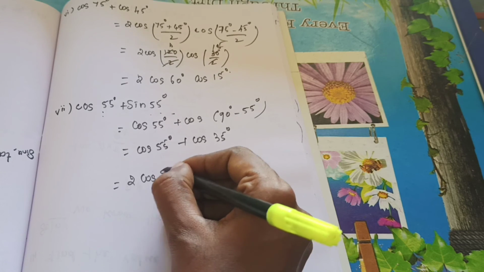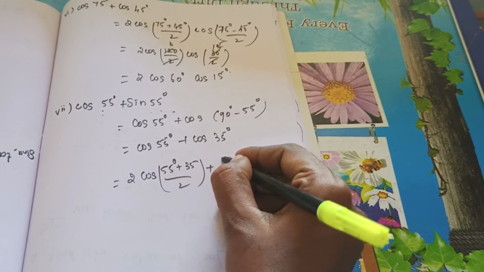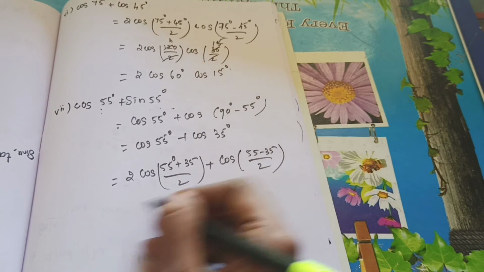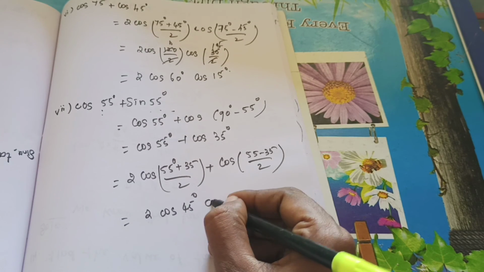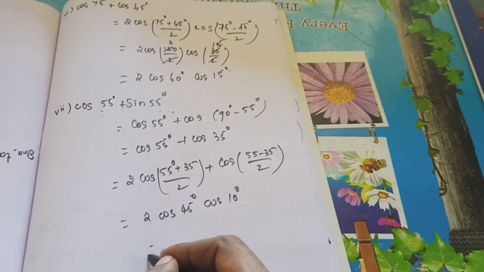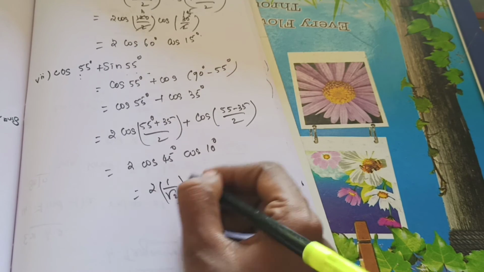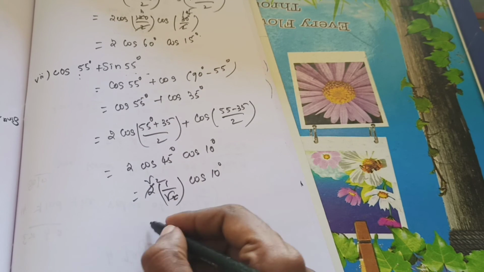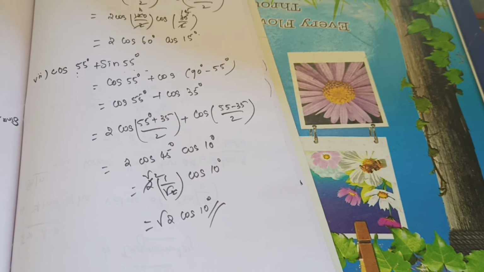2 cos of (55 plus 35) by 2, cos of (55 minus 35) by 2, which is 2 cos 45 degree cos 10 degree. If you need, you apply the value: 2 cos 45 degree means 1 by root 2, cos 10 degree. So the 2 and root 2 give root 2. That's equal to root 2 cos 10 degree. Understand students?